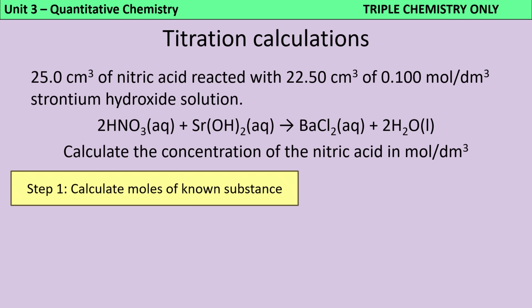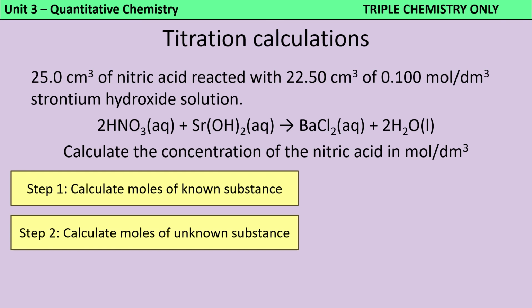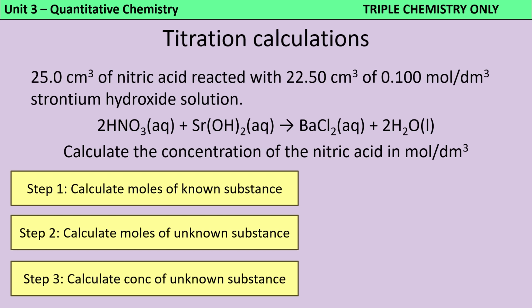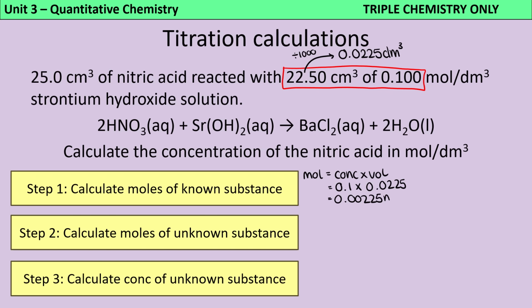Firstly, we're going to calculate the moles of the substance that we have 2 pieces of information about. Then we're going to use the coefficients in the symbol equation to calculate the moles of the unknown substance, and then we're going to use that together with the volume to calculate the concentration of that unknown substance. So in this example, I have 2 pieces of information about strontium hydroxide. So to work out the moles, I'm going to multiply together the concentration and the volume. But of course that volume needs to be in decimeters cubed before I can do the calculation. So I multiply 0.1 by 0.0225 and I get 0.00225.